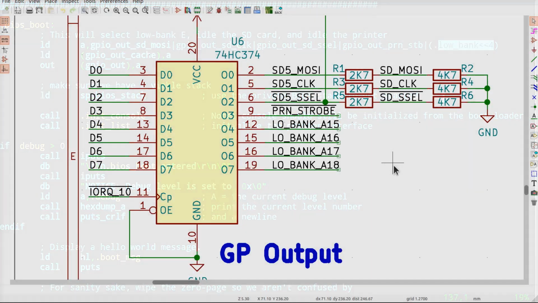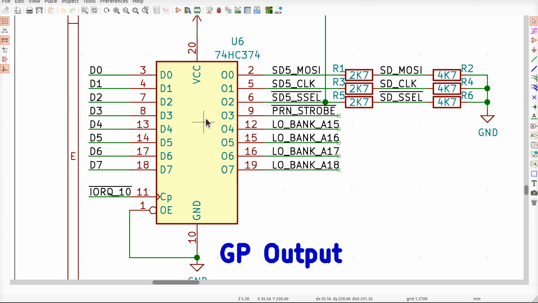Now remember, the value that selects the bank is written into a latch. This latch is used by the printer as well as the SD card. In order to save money and simplify the hardware, this is going to make our jobs a little more difficult when we're writing the software. It's going to limit our options in certain circumstances, okay?